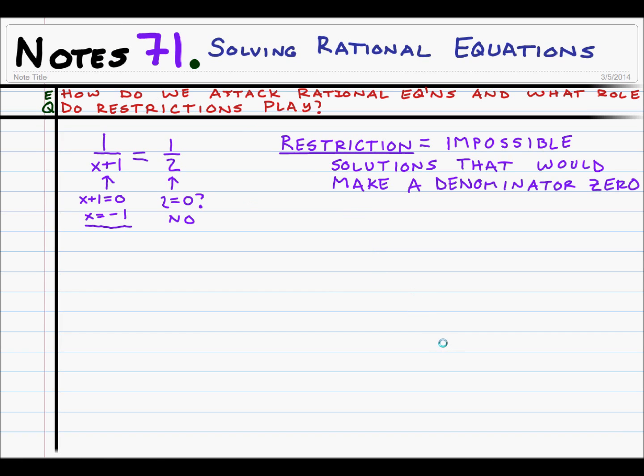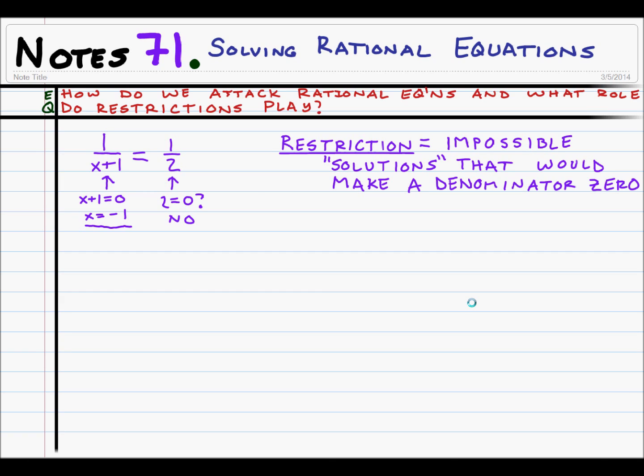So there's our definition that we're going to use. Our working definition for restrictions. Restrictions are impossible solutions. So I might even put the word solutions in quotation marks because they're not really solutions. They'd be extraneous. Impossible solutions that would make a denominator 0.